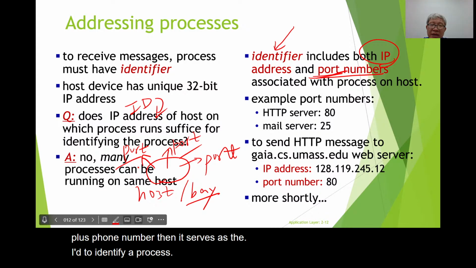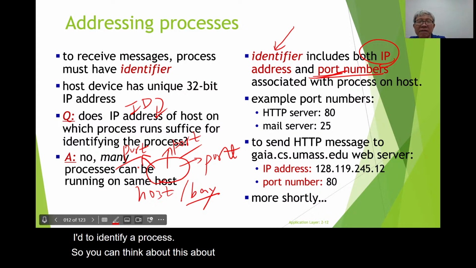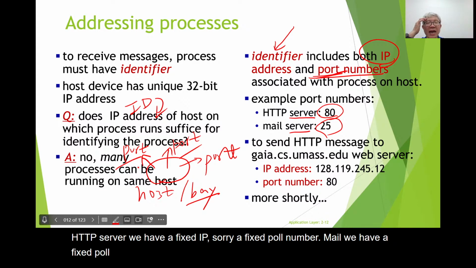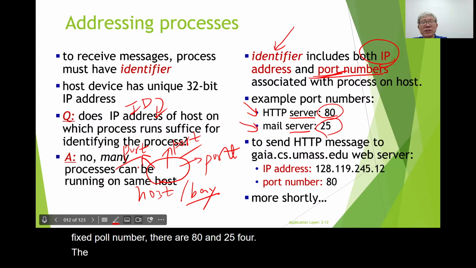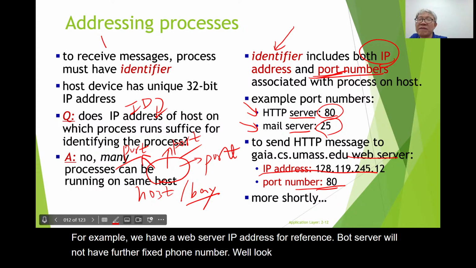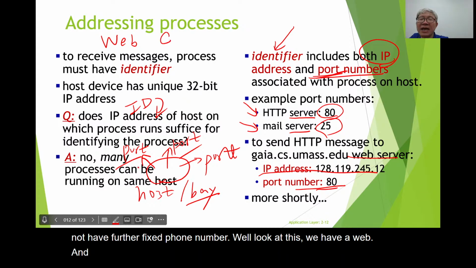Well, you can think about the port numbers of some well-known servers. For an HTTP server, we have a fixed IP and a fixed port number. For mail, we also have a fixed port number. They are 80 for HTTP and 25 for mail. For example, we have a web server IP address for reference, but the server will have the fixed port number. Look at this. We have a web client and a server. We just talked about the server side.